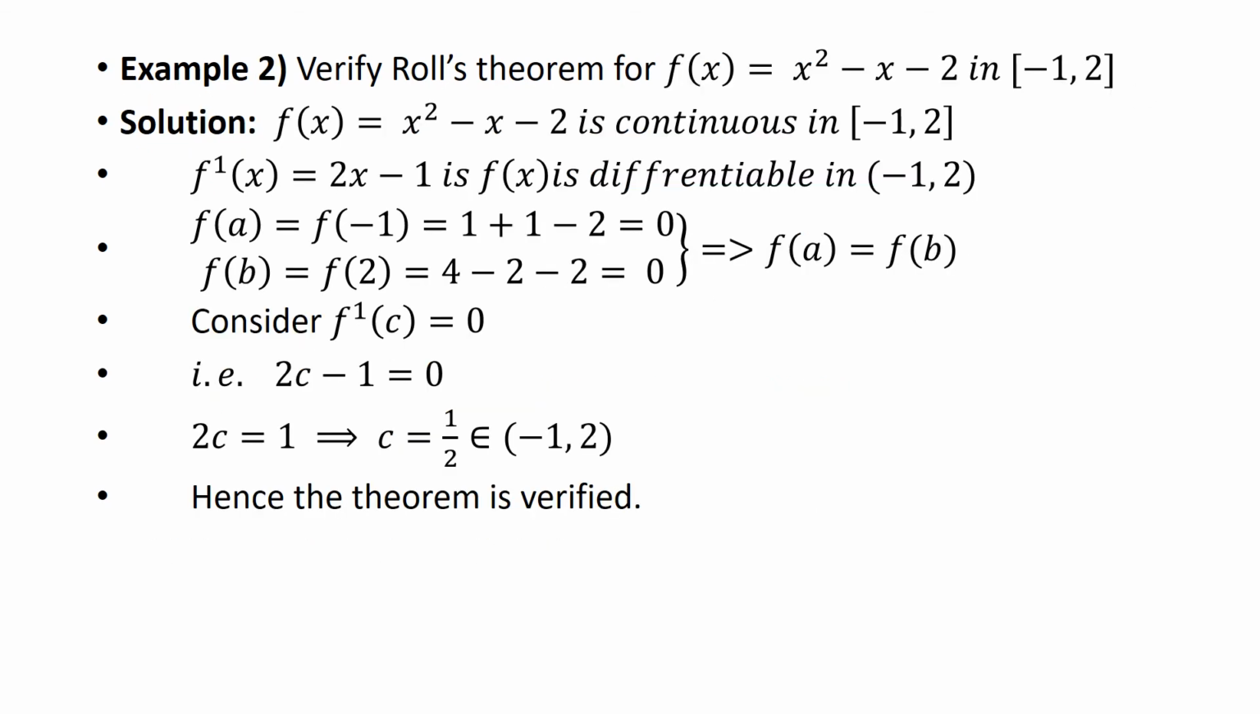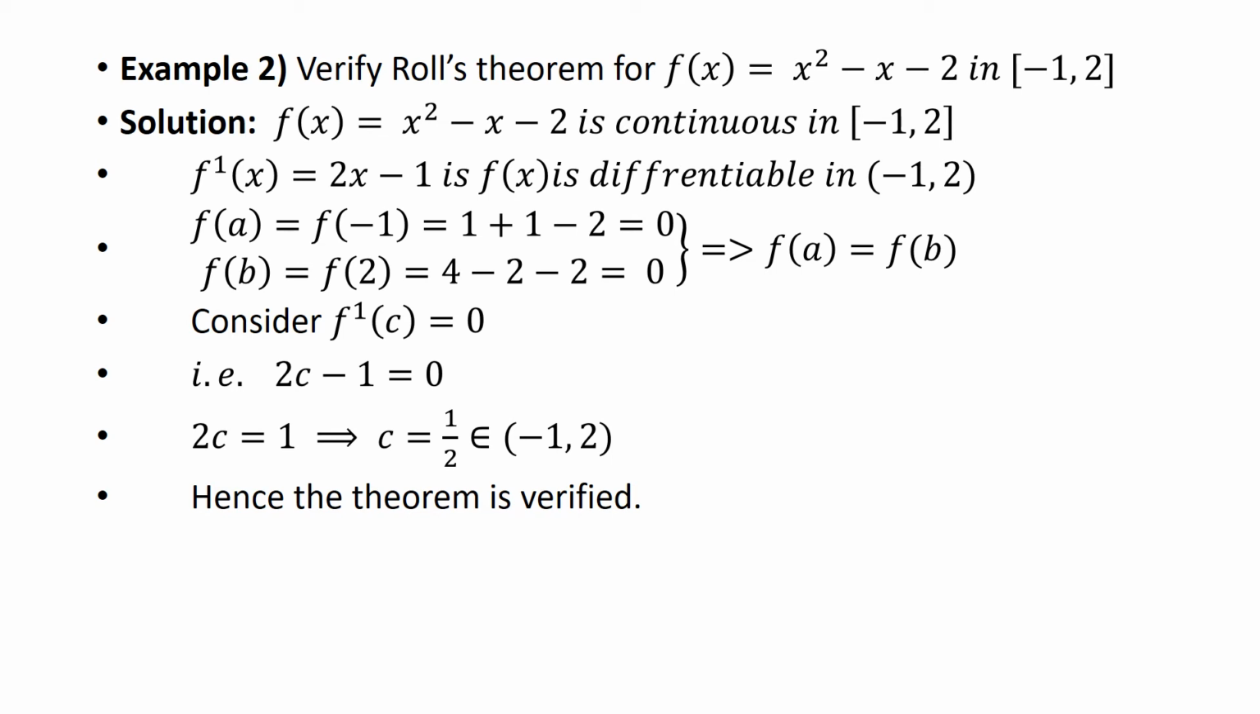The second example we shall see is: verify Rolle's theorem for f of x is equal to x square minus x minus 2 in the closed interval minus 1 comma 2. So given the function f of x as x square minus x minus 2, it is continuous in the closed interval minus 1 and 2. Differentiating the function, f dash of x is 2x minus 1. Therefore, we can say that f of x is differentiable in the open interval (minus 1, 2).